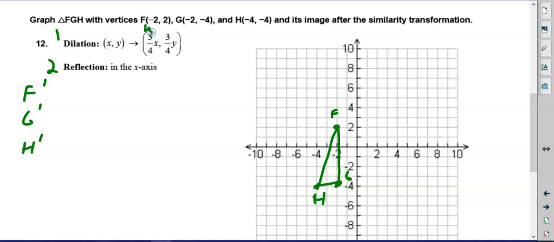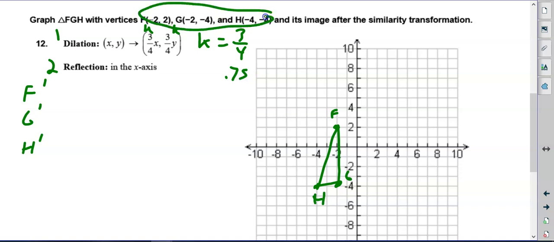This is my K. This is my scale factor. This is just like the previous problem, except it's written differently. But that's K equals 3/4. So again, that's the same as 0.75. So if you want to use your calculator, you're just going to multiply all these numbers times 0.75. Which unfortunately is not going to be that nice on this one because we're going to have some decimals and we're going to have some estimating on drawings, and that's okay.